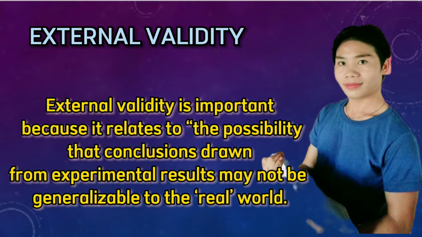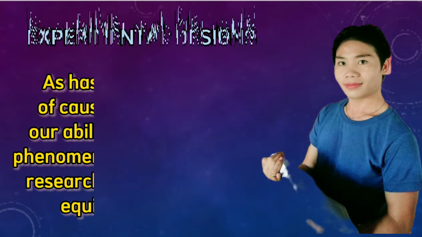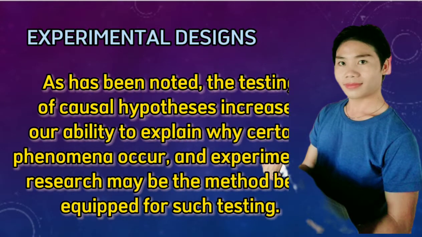External validity. External validity is important because it relates to the possibility that conclusions drawn from experimental results may not be generalizable to the real world. Experimental designs. As has been noted, the testing of causal hypotheses increases our ability to explain why certain phenomena occur, and experimental research may be the method best equipped for such testing.